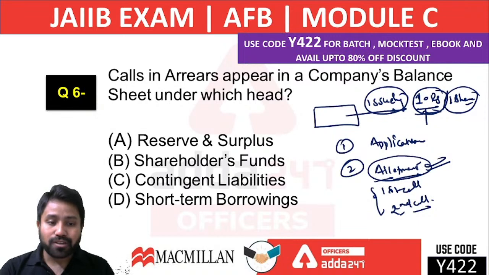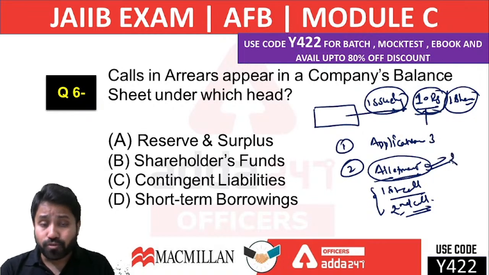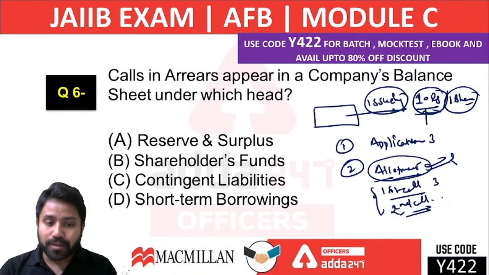After the due amount, we are talking about the first call. Suppose a company is demanding the money in installments. The share is 10 rupees, and the company wants 3 rupees on application, 2 rupees on allotment, 3 rupees on the first call, and 2 rupees on the second call.